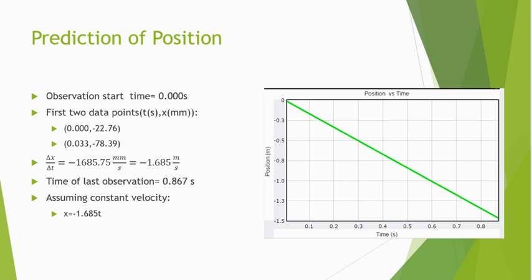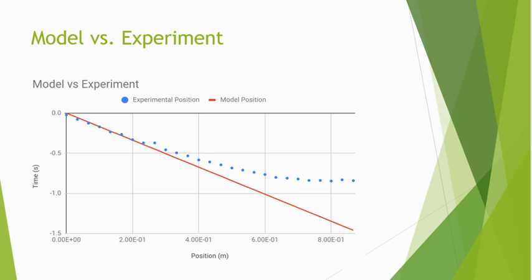So this was just calculating the initial velocity and using that to model what the position would have looked like had the velocity stayed constant throughout. And as you can see in this graph of the model versus the experiment, the position did not do what it was expected to do.